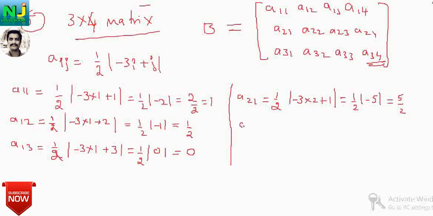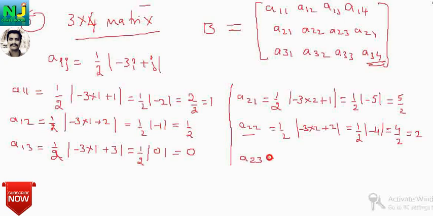Similarly, A22 is equal to 1 by 2 minus 3 into 2 plus 2. So minus 3 into 2 is equal to minus 6. Minus 6 plus 2 becomes minus 4. Minus 3 into 2, minus 6 plus 2 is equal to minus 4. So 4 by 2 is equal to 2 only. So the A22 element is 2.